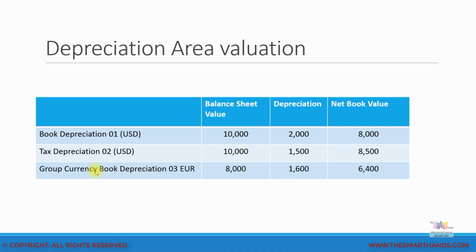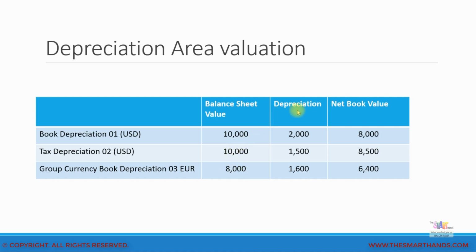I have created another book depreciation area called group currency book depreciation, and this is in euro, whereas the other two are in US dollars. So this is simply translating the currency conversion. For example, one US dollar is equal to 80 euro cents. So it's changing from $10,000 to $8,000. However, the value is the same except that it is reporting in euros.